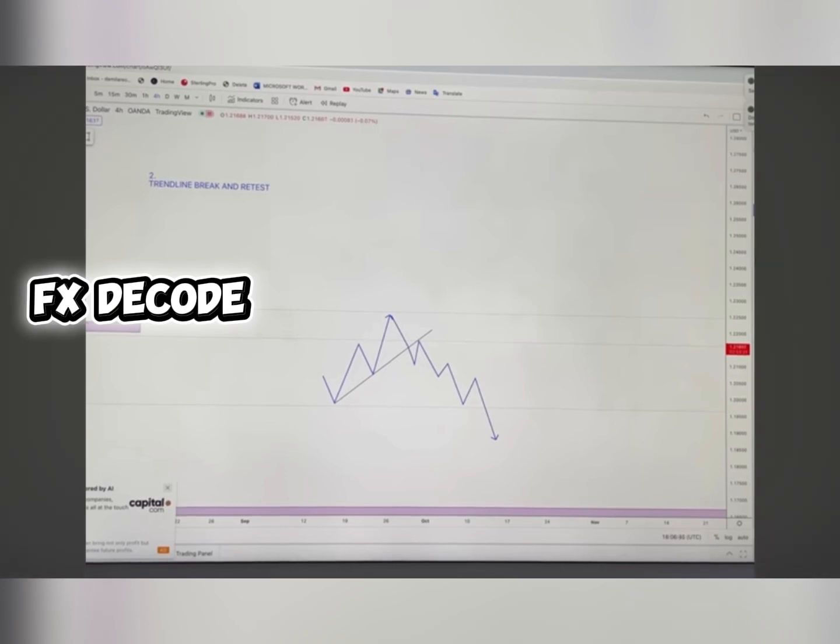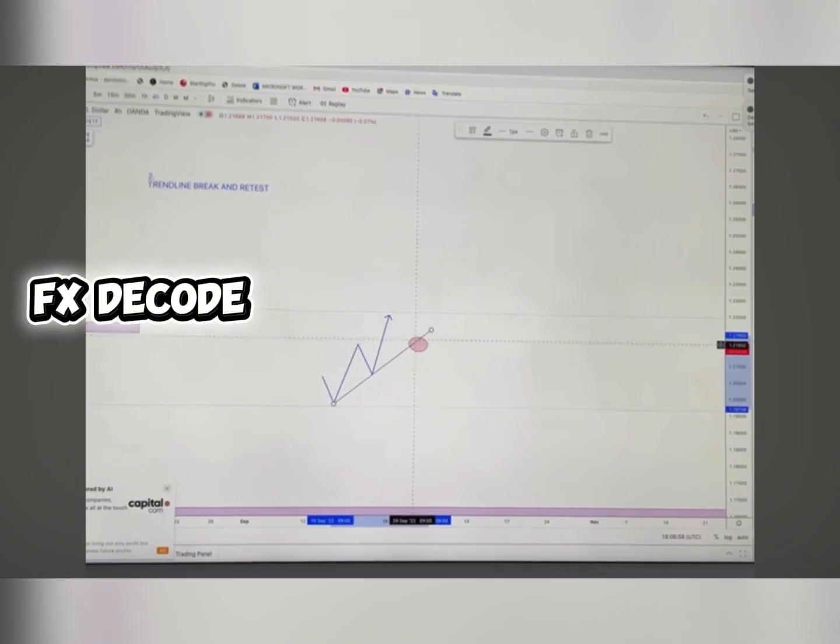This is the break and retest that you have got right there. That's the break and retest for trend line. Simple. A trend line can also be called, in this sense, a phase line break, right? So let's look at the third one.